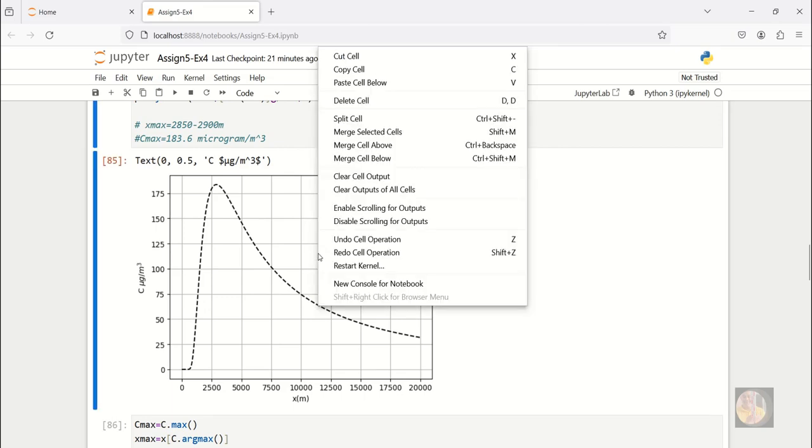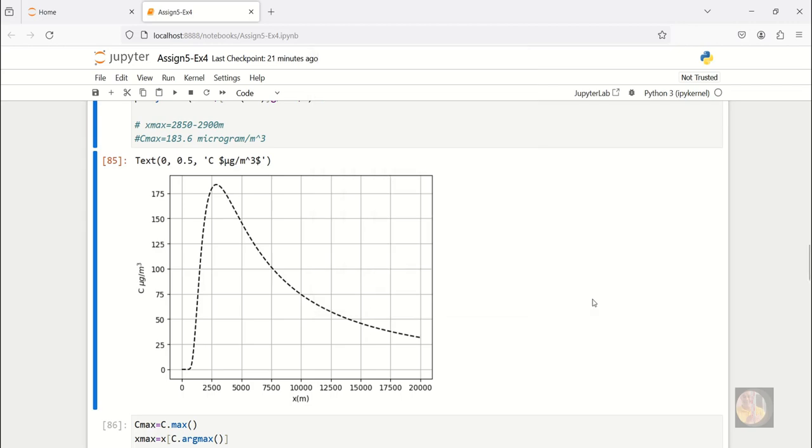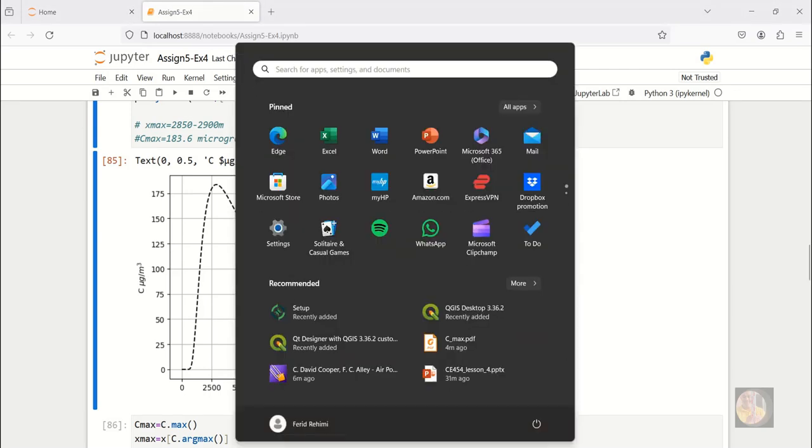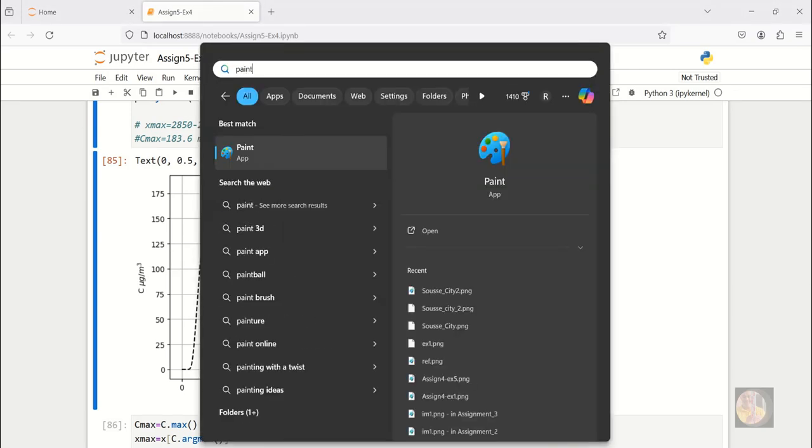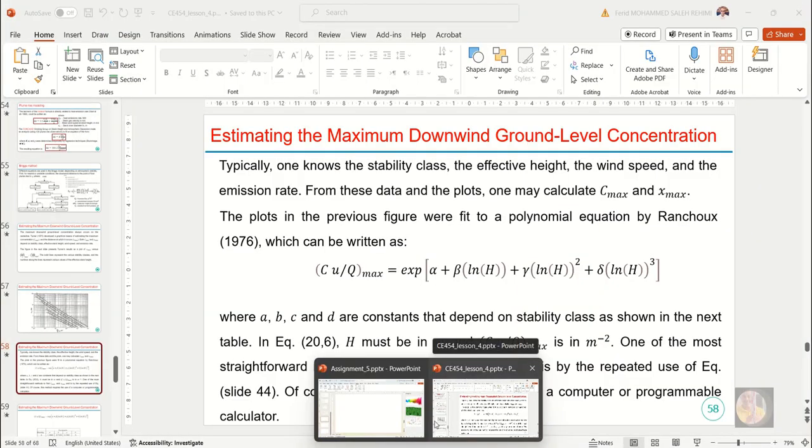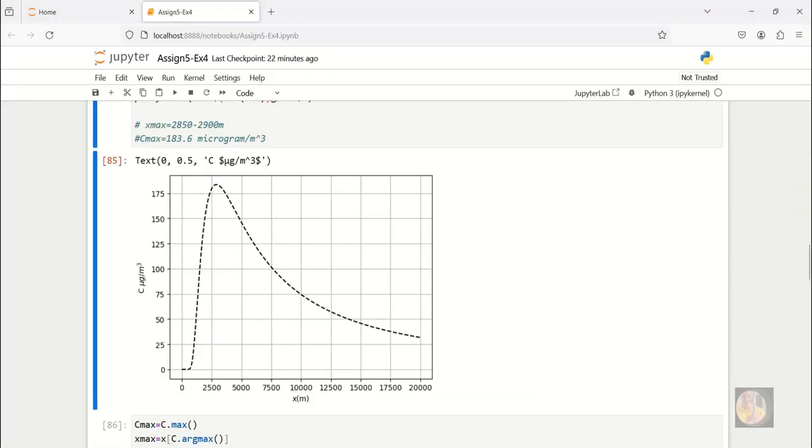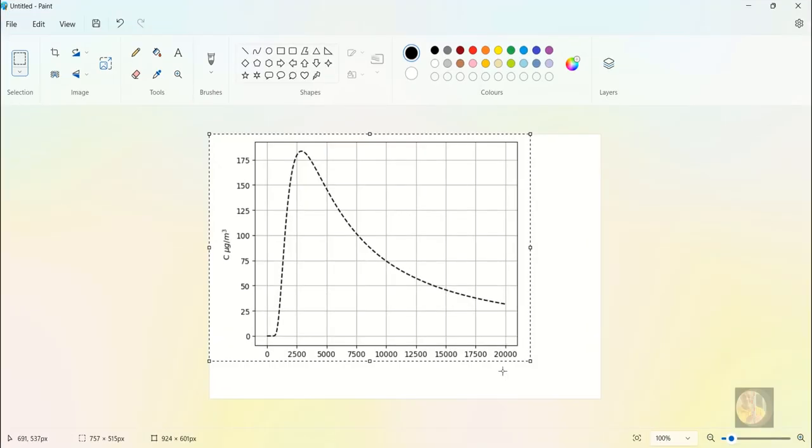Okay, I'm going to copy this image and take it to Paint. I just want to explain something. Sorry, this is Paint. Okay, so in this case.